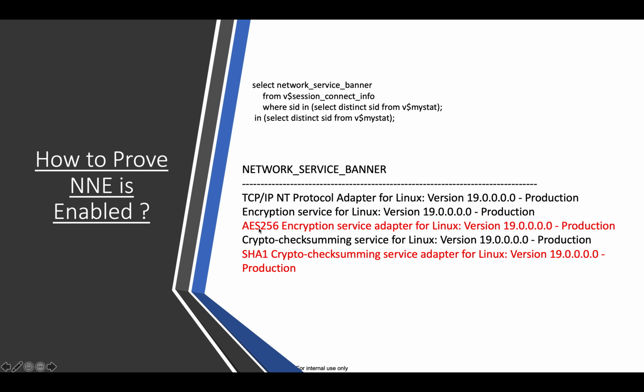That's why, if you see, I've put this in red, just to prove that if you have to check for NNE, you need to look for this information, whether you have the AES 256 encryption service, and whether you have, say, the SHA-1 crypto checksumming service adapter. It's all related to what parameters or configuration you set up in your sqlnet.ora. It picks from that and displays it. But yes, this is one of the good ways to prove that NNE is enabled for you.